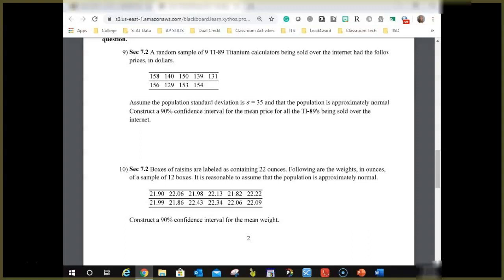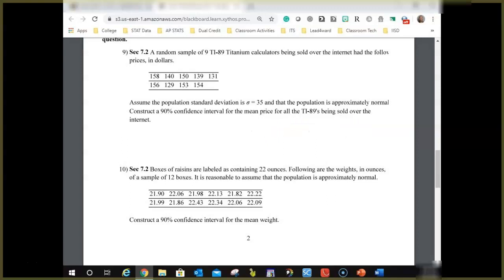I'm going to start with the free response questions first in the review, and then I'll move on to the multiple choice. So question number 9 says a random sample of 9 TI-89 calculators being sold on the internet has the following prices in dollars. So this is the distribution of the prices. Assume the population standard deviation is sigma equals 35 and that the population is approximately normal. Construct a 90% confidence interval for the mean price of all TI-89s being sold over the internet.